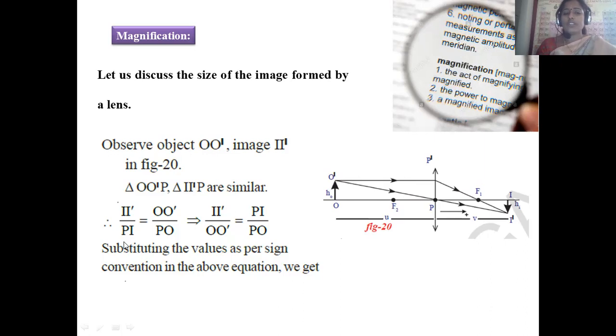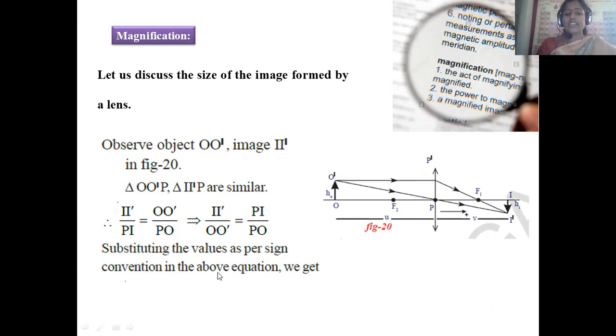So if that is the case, in accordance with the mathematical fundamentals, the corresponding sides will be similar in nature. How will it be represented? I prime by PI is equal to O prime by PO. So right, this is a relation if both the triangles are congruent in nature. I prime I by PI is equal to O prime O by PO. Right. So here let us take the two P terms to one side so that it will be transformed into I prime I by O prime O is equal to PI by PO. So this is the converted equation.